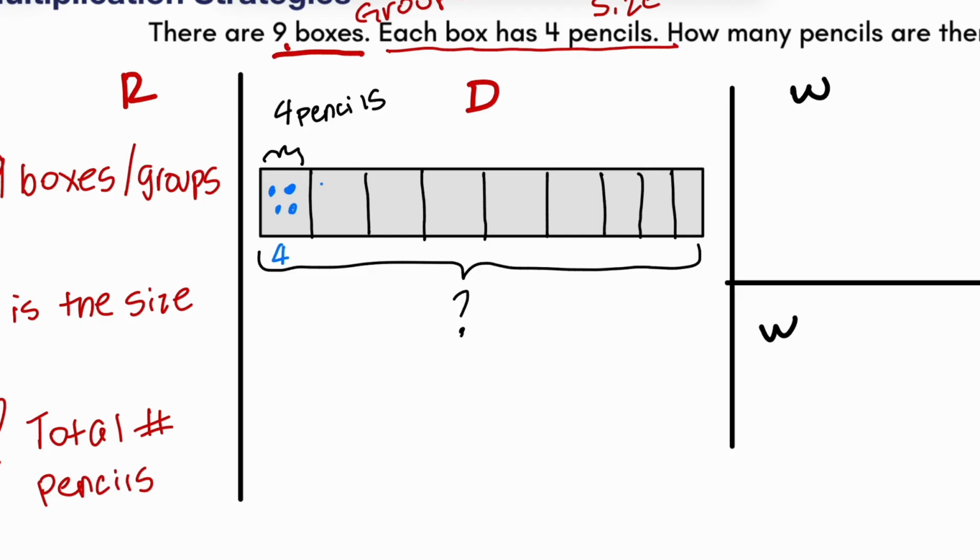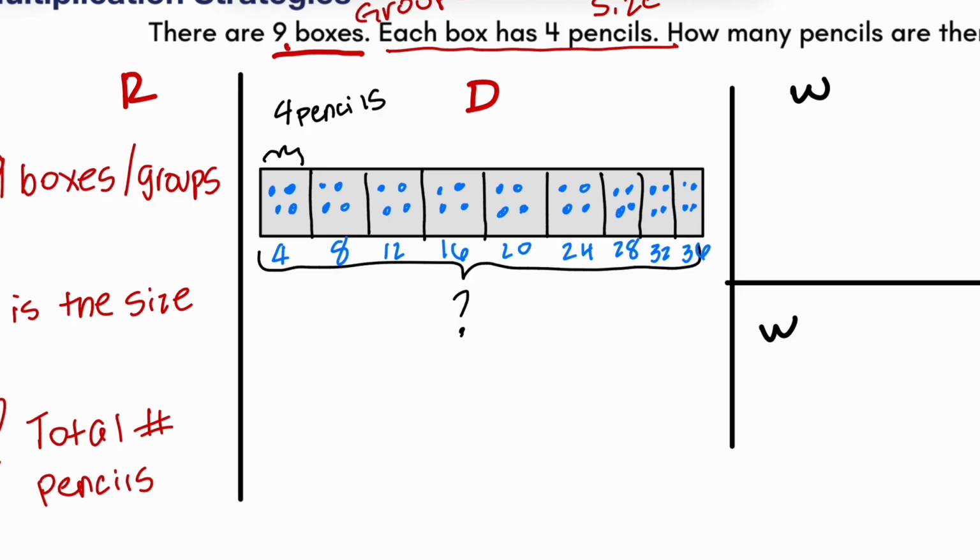4, 5, 6, 7, 8, 9, 10, 11, 12, 13, 14, 15, 16, 17, 18, 19, 20, 21, 22, 23, 24, 25, 26, 27, 28, 29, 30, 31, 32, 33, 34, 35, 36. All right, so now we officially have our representation here.